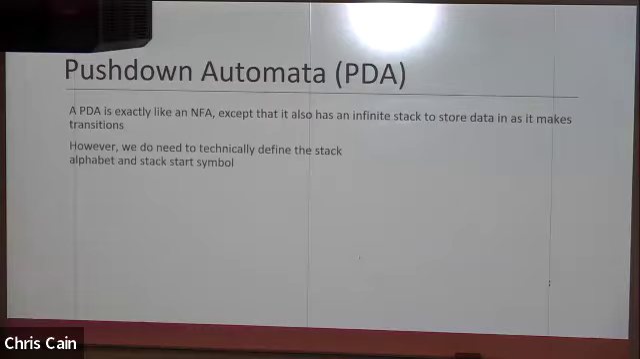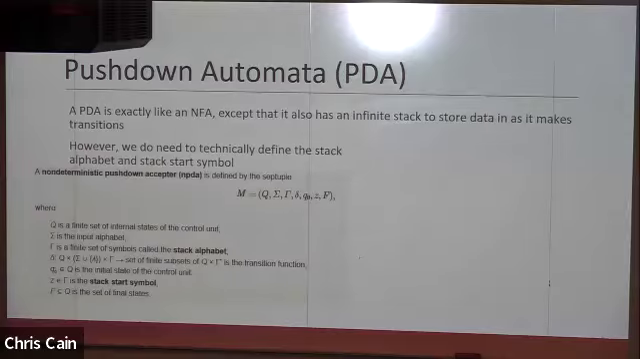So we do need to define a stack alphabet and a stack start symbol, because the characters that we use for the stack do not have to be the same characters that we read from the input. We can utilize our own stack language and have that represent something based on the actual language of what we are seeing. So here is what we're going to call an NPDA, a non-deterministic pushdown acceptor or automata.